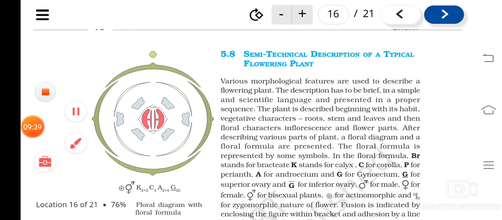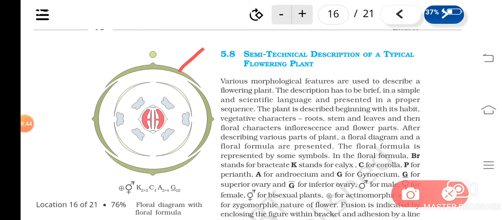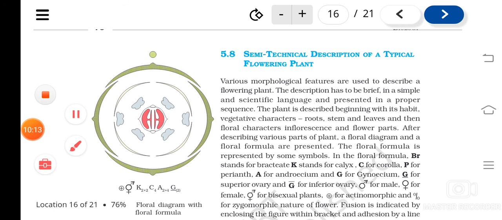Now you can see the sepals are represented by this kind of symbol. How many sepals are there, as shown in the formula? Understood? These represent the sepals, and how many sepals are there? See, 4. 1, 2, 3, 4. 4 sepals. And you can see that the sepals are in two different levels, one level of these two and the other in the other level. Like this, in two levels they are arranged.